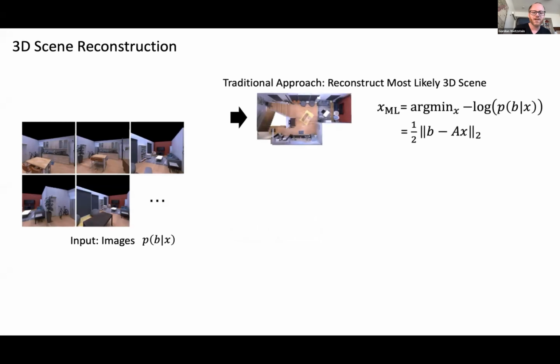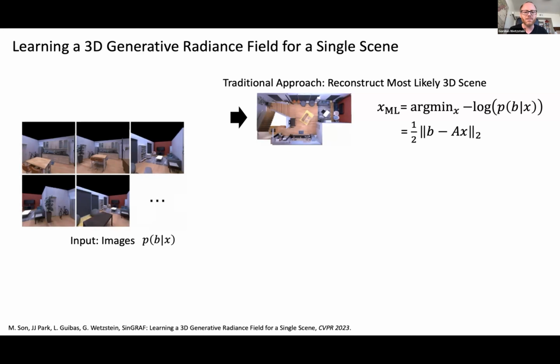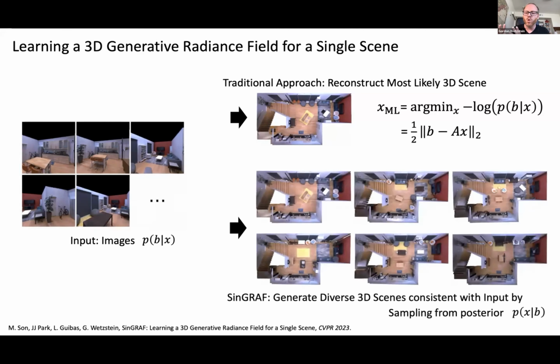So given a couple of images of a scene, typically we think about 3D reconstruction as a maximum likelihood or MAP problem, where we minimize the negative log likelihood of the 3D scene given these observations that we have. And so there's one reconstruction given the set of images, and that works really well. But if we think about this as a generative problem, then we could say, hey, what is the distribution of 3D spaces that all map into projections that match our observations?